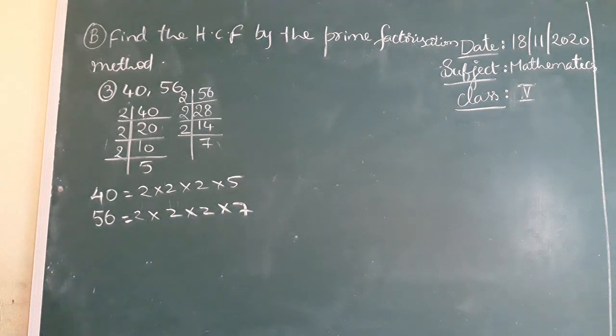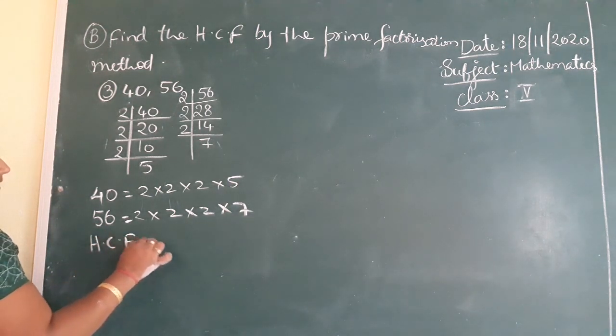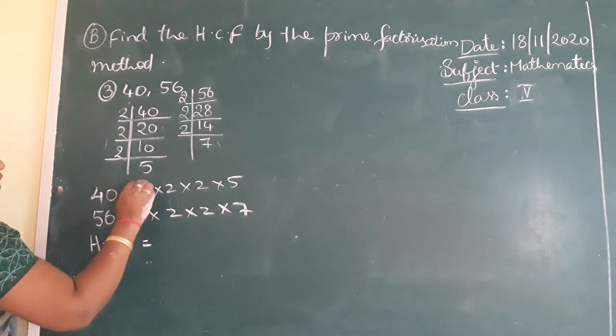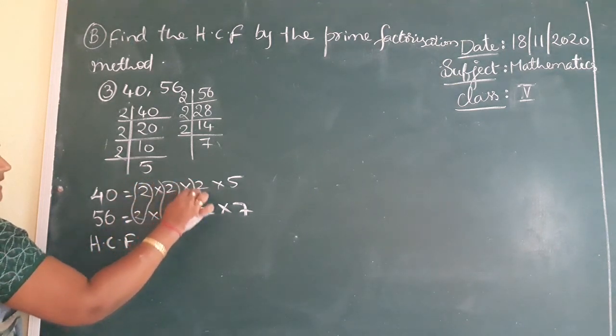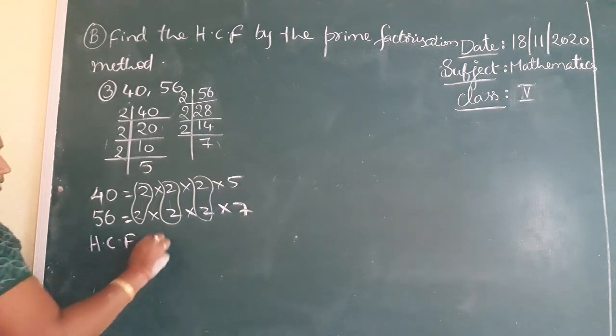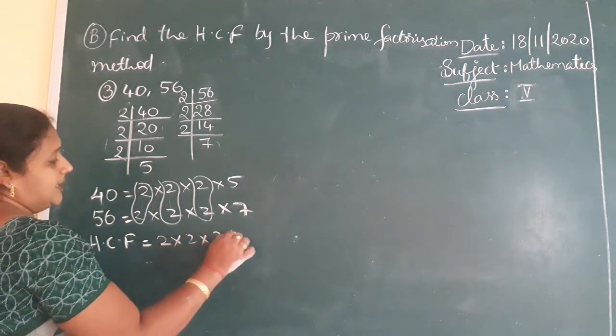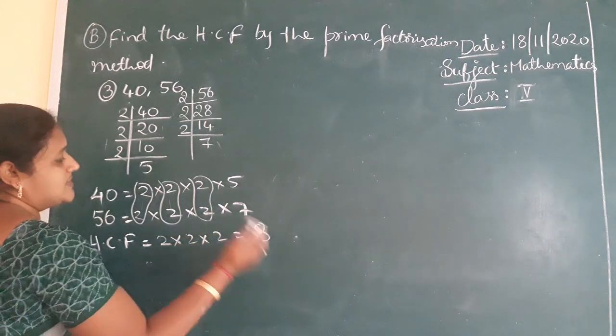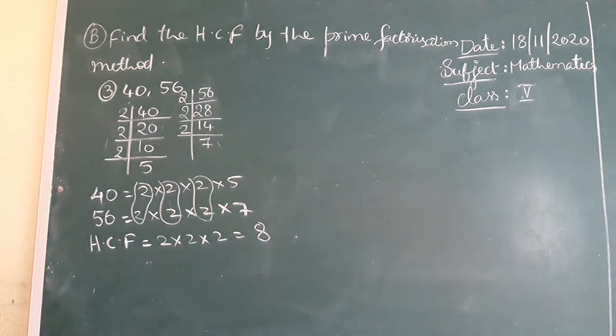They are asking us to find the HCF. How will you find the HCF, children? By selecting the common ones first. Which are common? Three 2s are common in both. So 2 into 2 into 2, nothing but 2 2s are 4, 4 2s are 8. 8 is the answer. Okay. See the next one.